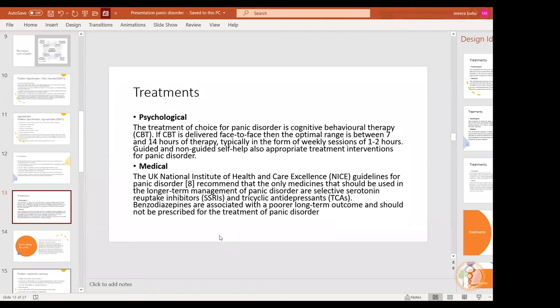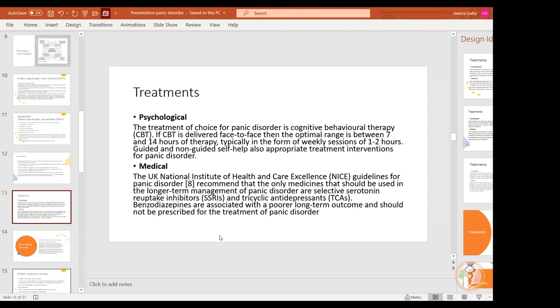Psychological treatment: the treatment of choice for panic disorder is cognitive behavioral therapy. If CBT is delivered face-to-face, then the optimal range is between 7 and 14 hours of therapy, typically in the form of weekly sessions of 1 to 2 hours. Depending on what kind of experiments you are doing with them, you might be taking them to places where they are actually having panic attacks, so as to induce a panic attack. Guided self-help is also there, which may be 6 sessions of half an hour, where you send them the self-help material, they read it, and they try to do the experiments.